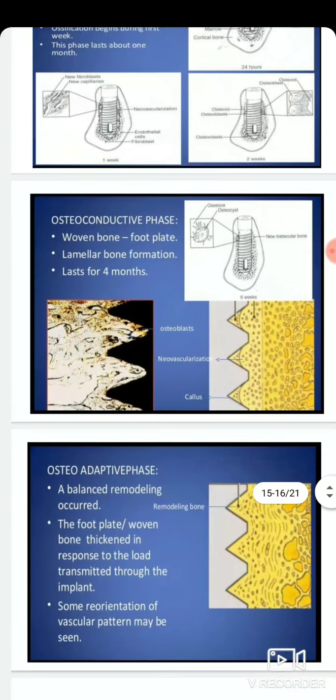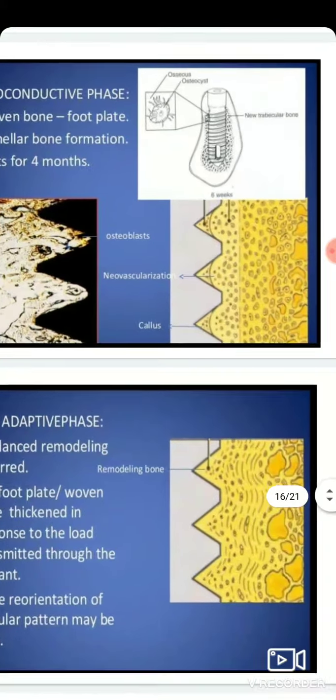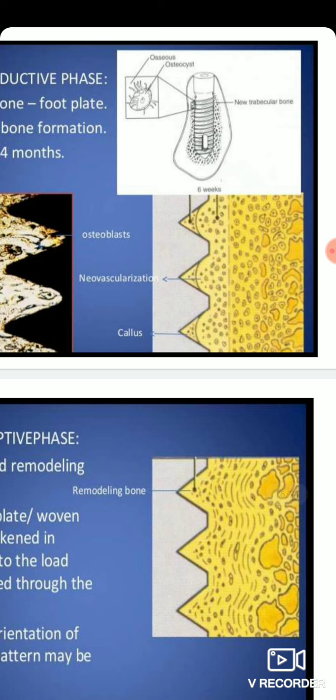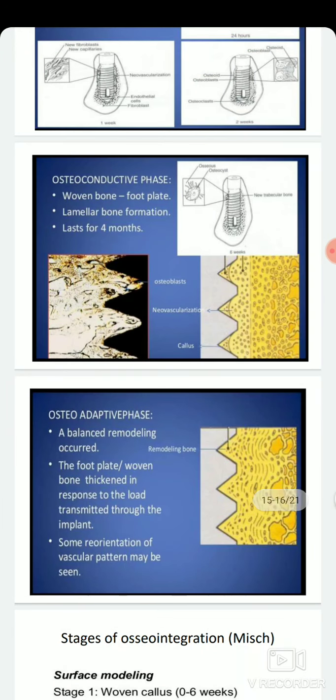The osteoconductive phase is the second phase, where woven bone formation starts occurring, which is later replaced by lamellar bone formation. In this particular phase, there will be osteoid formation on trabecular surfaces, and neovascularization and callus formation occur. This phase lasts for 4 months.